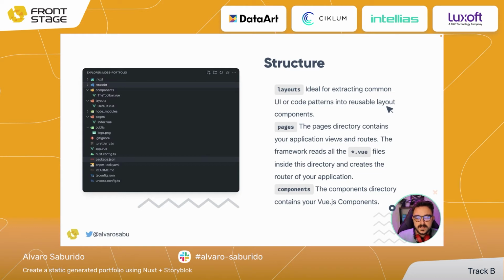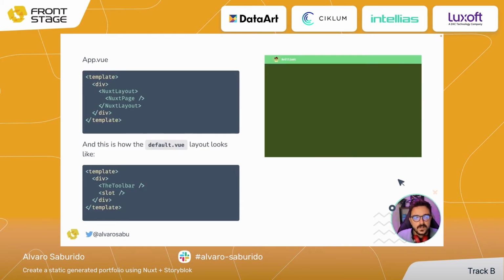So really basic, layouts are ideal to extract common UIs or code patterns between your application to use as reusable layouts. Then you have the pages, which contain all your routes. Every time you create something in the pages directory, it's going to create a route for your application. And then you have the components, which is basically your Vue components. Okay. So we are going to see the main structure here.